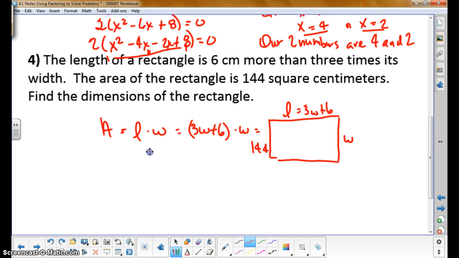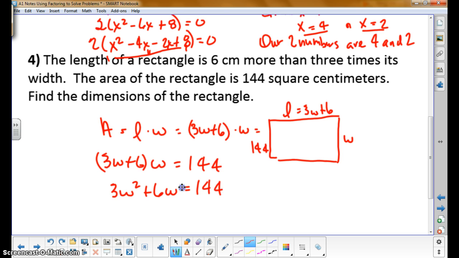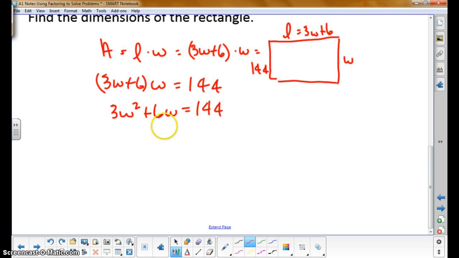So here's our equation right here. (3w plus 6) times w is equal to 144. So I'm going to distribute: 3w squared plus 6w is equal to 144. Then I'm going to move the 144 over. 3w squared plus 6w minus 144 is equal to 0. And now what do we do next? For the factoring, we always start with a GCF.